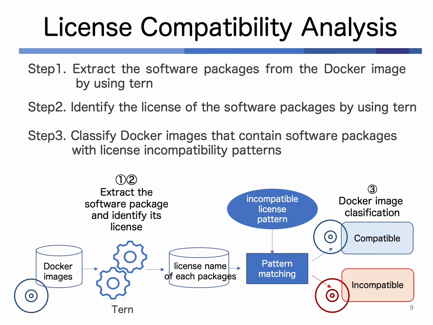I'll describe the procedure of license compatibility analysis. In step 1, extract the software packages from the Docker image by using Tern. In step 2, identify the license of the software packages in container images by using Tern 2. Finally, in step 3, classify Docker images that contain software packages with license incompatibility patterns.